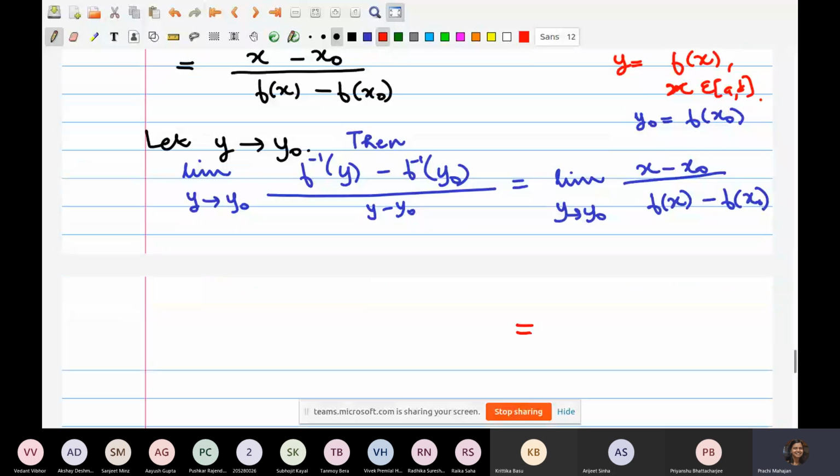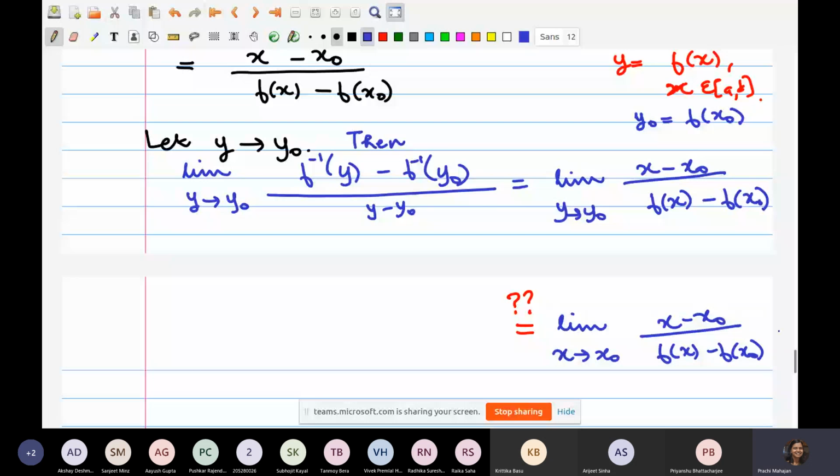We should be able to say the following. There's a question mark here. Why is this true? So we should be able to write this as, this seems like a good idea, the limit as x goes to x naught of x minus x naught over f of x minus f of x naught. What is achieved by doing this?